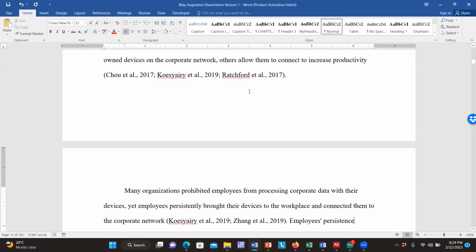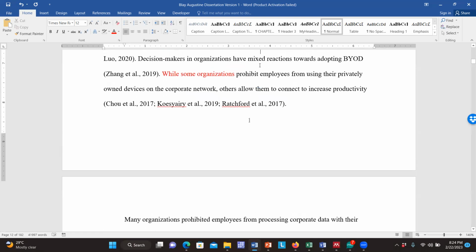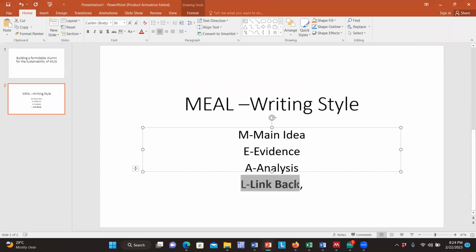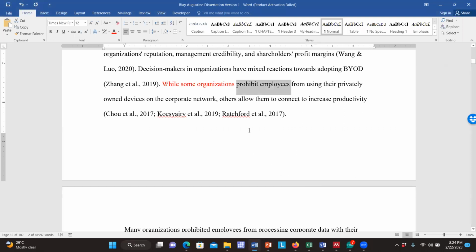We are moving to the next paragraph. Now, many organizations prohibit. Did you see that here? While some organizations prohibit employees, have you seen it? Now, many organizations prohibit employees from connecting to corporate. This is what we call the link back. Right? The link back. That's what we call the link back. So there's a connection from the last statement to the next paragraph. Okay?